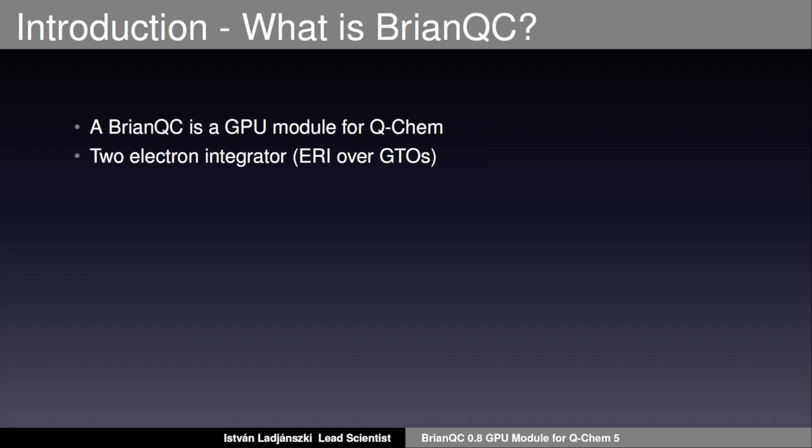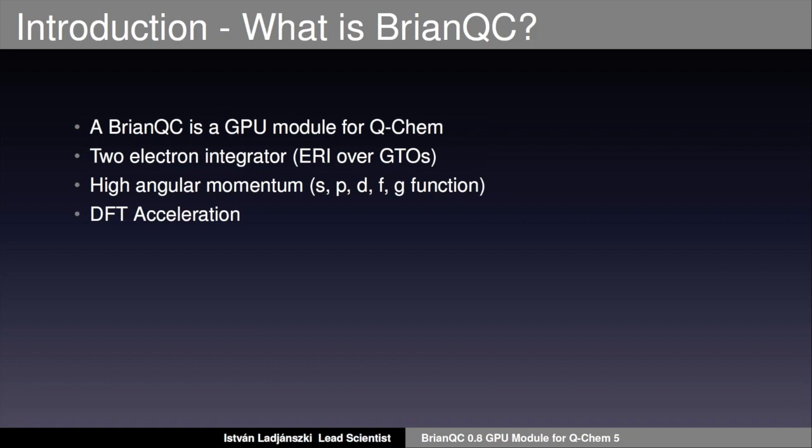First and foremost, we started to implement the two-electron integrator part of the BrianQC module. This can evaluate electron repulsion integrals over Gaussian type orbitals. Currently, the Coulomb and the exact exchange parts are available. Also, this integrator is capable of evaluating high angular momentum orbitals. So in the upcoming release, which is going to be 0.8, which is going to be released with Q-Chem 5.1.2 in a few days, this integrator can evaluate S, P, D, F, and G type functions. So quadruple zeta-sized functions are available for calculation with this module.